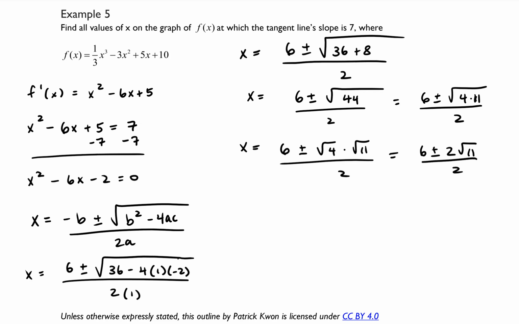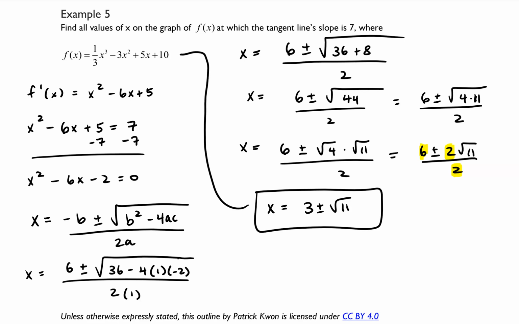Okay, so when we get to this point, both the 6 here and the 2 here are divisible by 2, and so we can divide, and that will simplify to 3 plus or minus the square root of 11. So here is our final answer. When we plug in 3 plus the square root of 11 or 3 minus the square root of 11 into this function, the slope of the tangent line at these two x values will be 7. So that's what these x values represent.